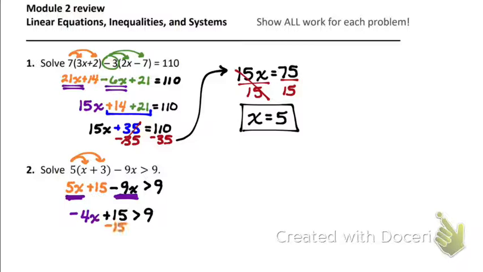Let's get the constant to the other side, so I'm going to minus 15 from both sides. Negative 4x is greater than, what's 9 minus 15?